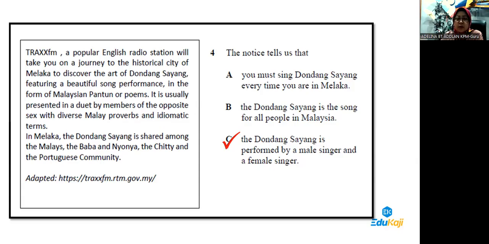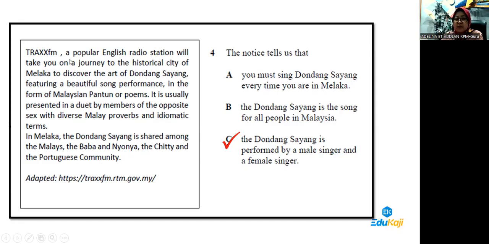So always make sure that you always read. Some students don't read. They will just read the answer and then go back to reading the text. If I were you, my advice is that always read this one first, then you answer the question. Okay. So the answer is C. Dondang Sayang is performed by a male singer and a female singer. Okay, why is it C?